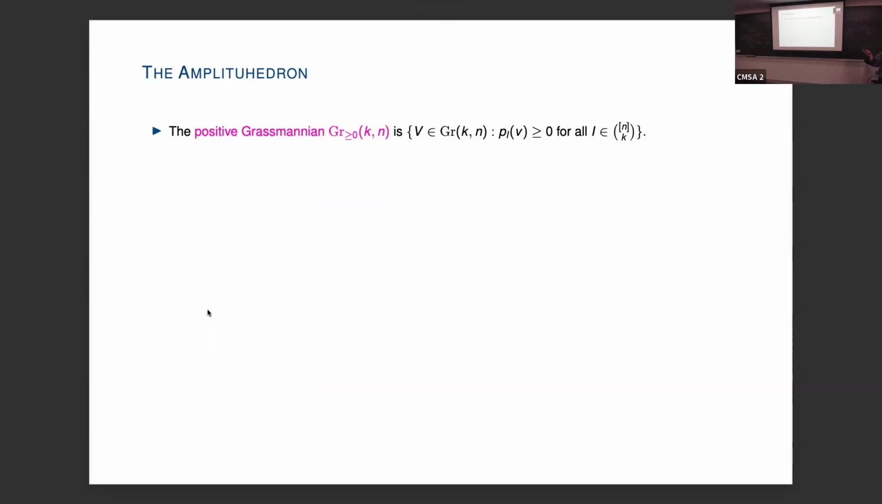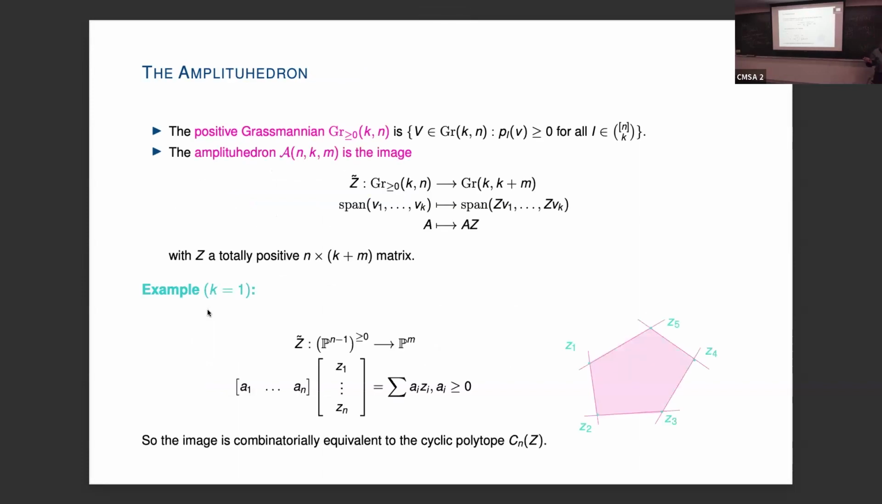Okay, and so the amplituhedron is defined. We saw this definition earlier today, but it's defined as the image of a map induced from a totally positive n by (k+m) matrix Z. So we have parameters n, k, and m. We map from the totally non-negative Grassmannian into the smaller Grassmannian Gr(k,k+m), where a subspace gets mapped to a new subspace that's given by multiplication by Z, our linear map.